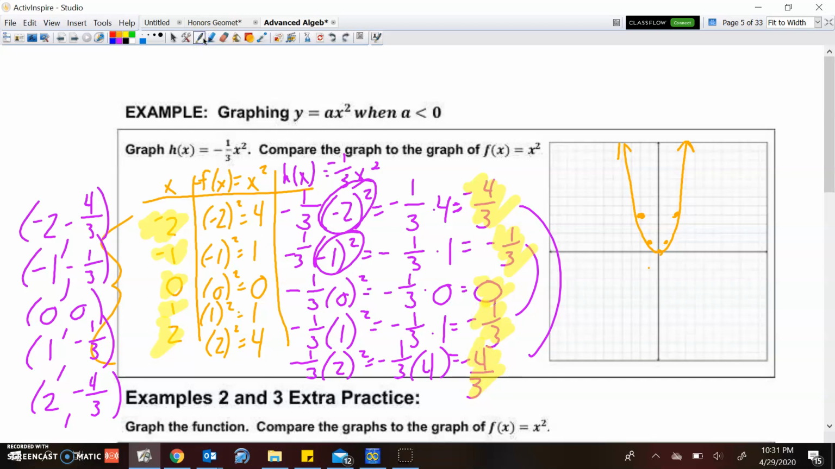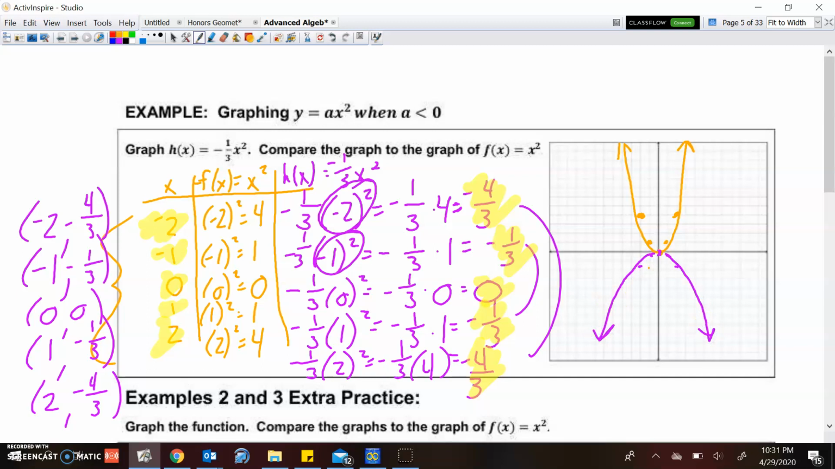I'm going to be approximating it, obviously, but -2, -4/3. Well, 4/3 is 1 1/3, so -2 down here, and again, obviously, that's not very accurate, but we get the idea. -1, -1/3, 0, 0, 1 and -1/3, and 2 and -4/3. So this one's going to look more like this.